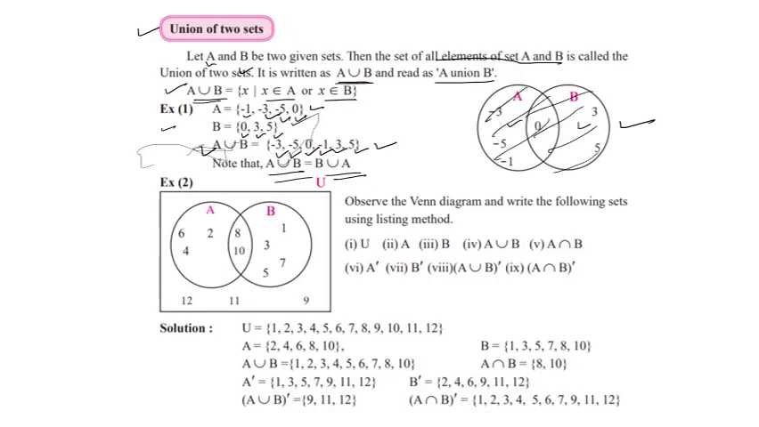This is the union of two sets. Now see the second example. You have been given the Venn diagram. You have to observe this, and you have to write the following sets by the listing method. See, here it is given by the listing method. You have to write all the elements of the given set.